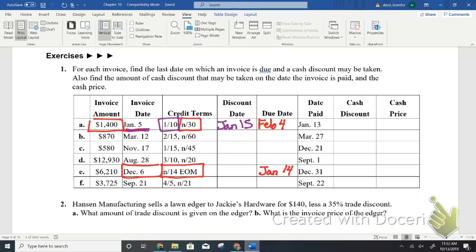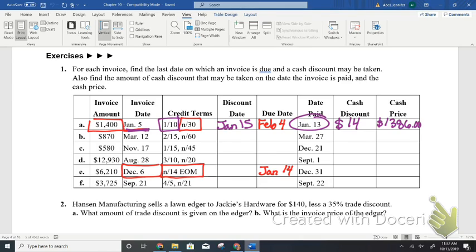1% of $1,400 is $14. So their discount would be $14. And since they did pay before January 15th, that means they pay $14 less than the invoice amount. So their invoice amount was $1,400 minus $14. So they only had to pay $1,386 instead of the full invoice price.